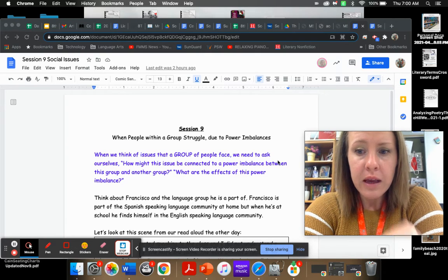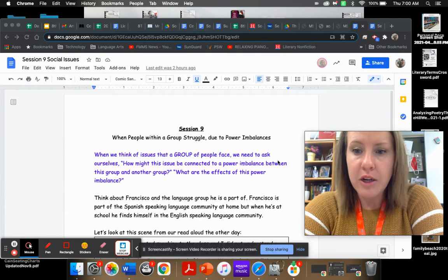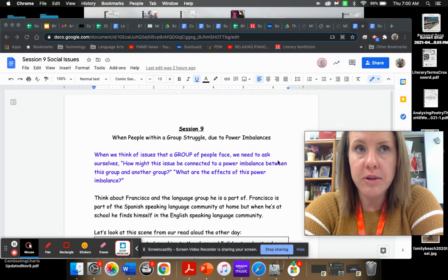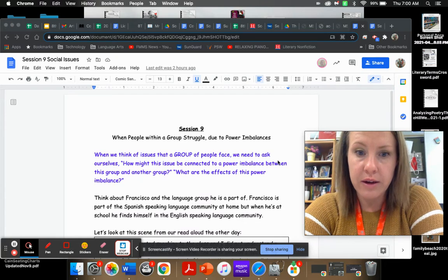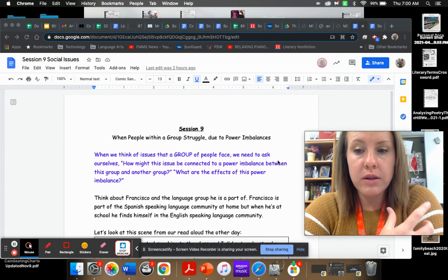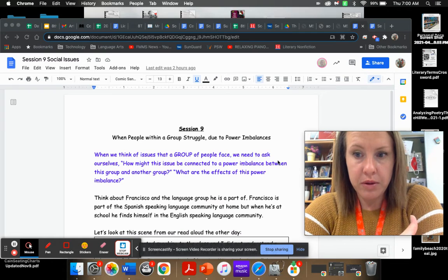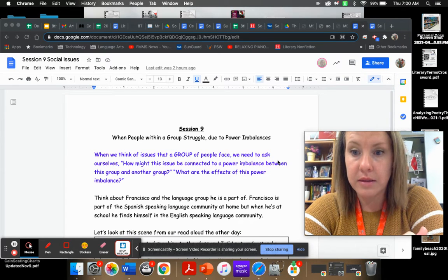So, today was session 9. We're going to continue our work with groups. Yesterday we talked about finding a group that a character is a part of and then how that group might cause issues for that character. So today what we're going to talk about is how, if you're a part of a group, power imbalances might cause some of that struggle as well.